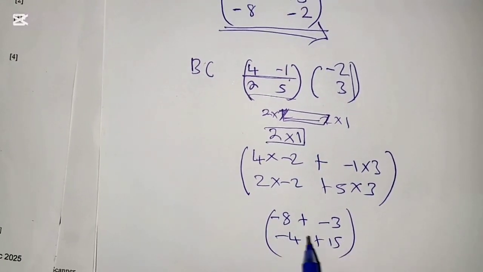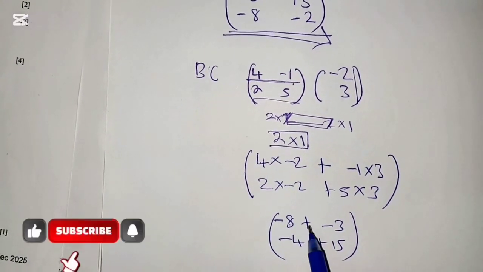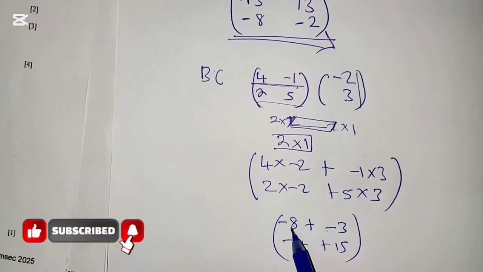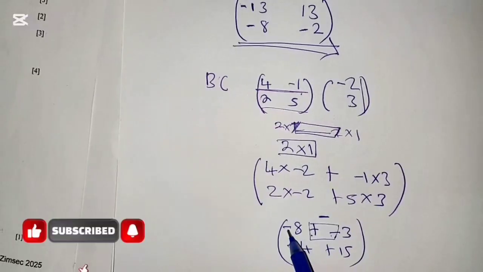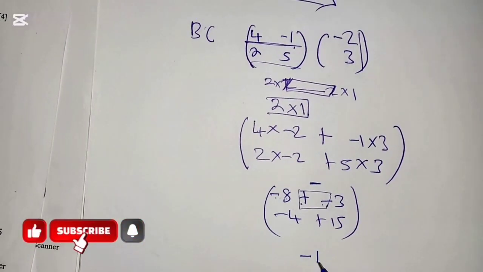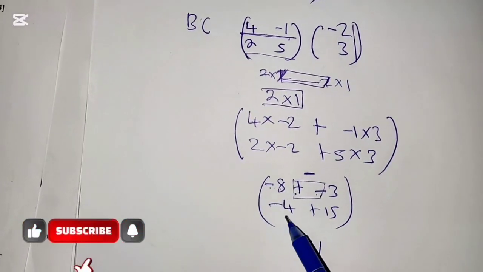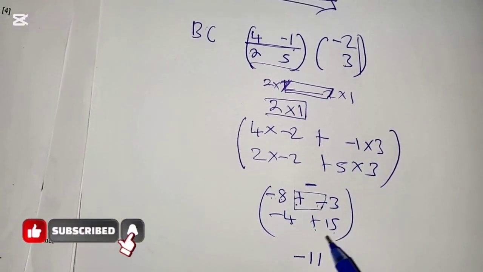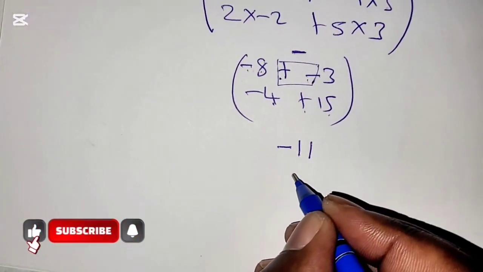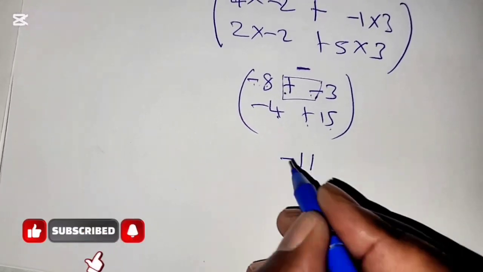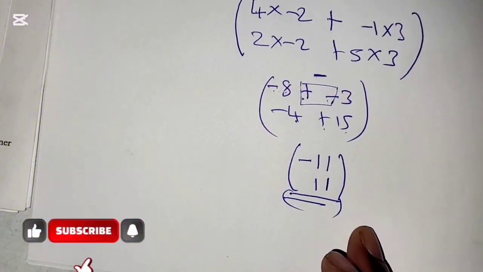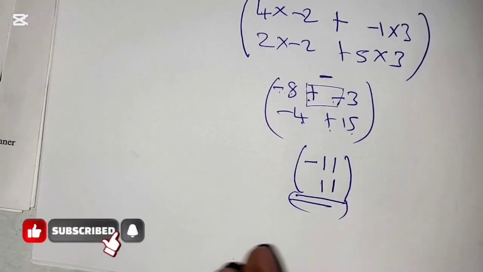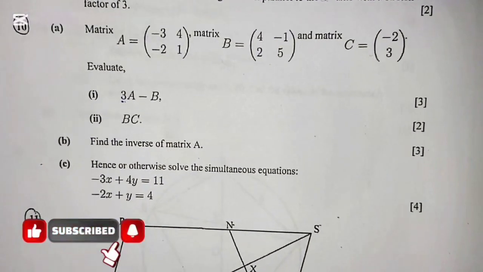So -8 plus -3: a negative and a positive here give a negative, so it's now -8 minus 3. You get -11 altogether. And -4 plus 15, you're going to get positive 11. That's our final answer. That's BC.